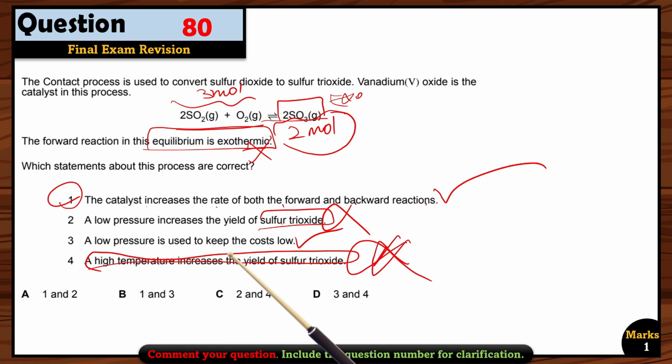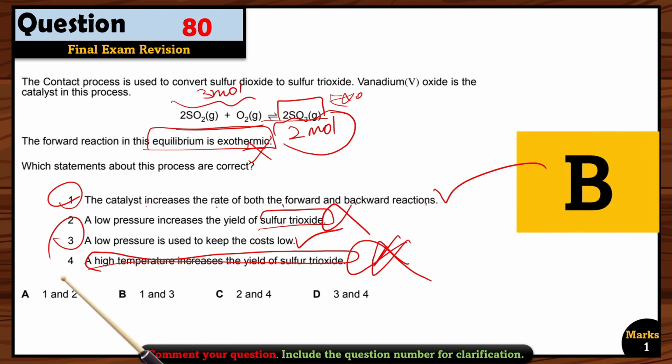Okay, you can get a high rate of reaction by increasing the temperature, but the yield can never be increased if the reaction is exothermic. So you will always get a lower yield. So which option is the only right option? Option 1 and 3. So option B is the correct option.